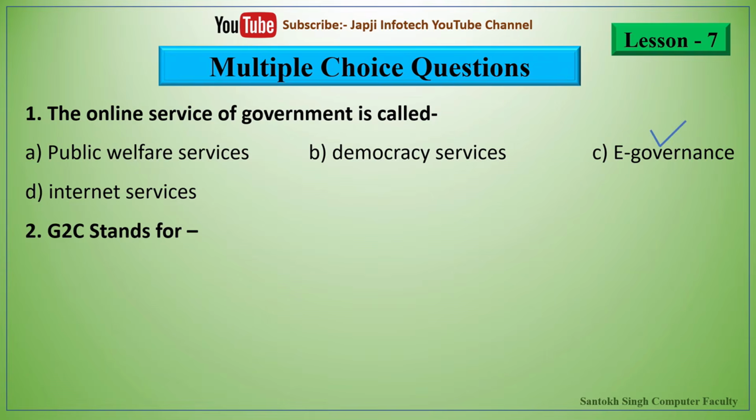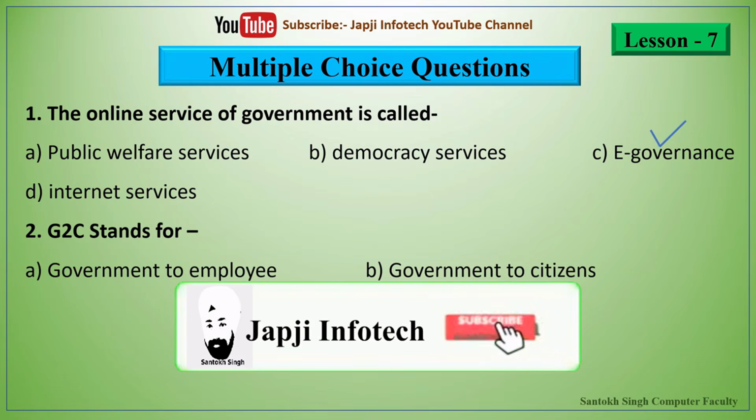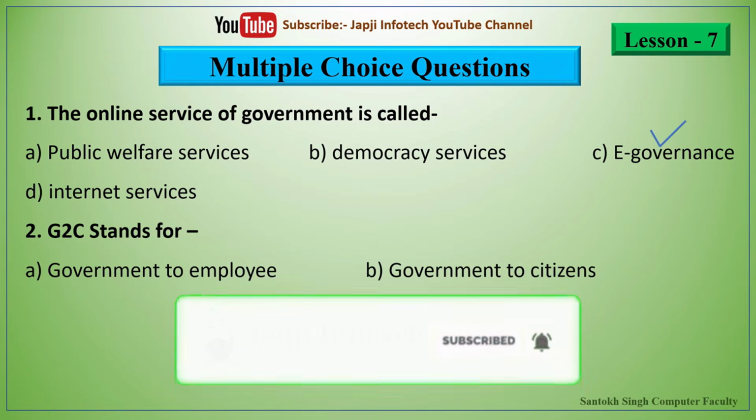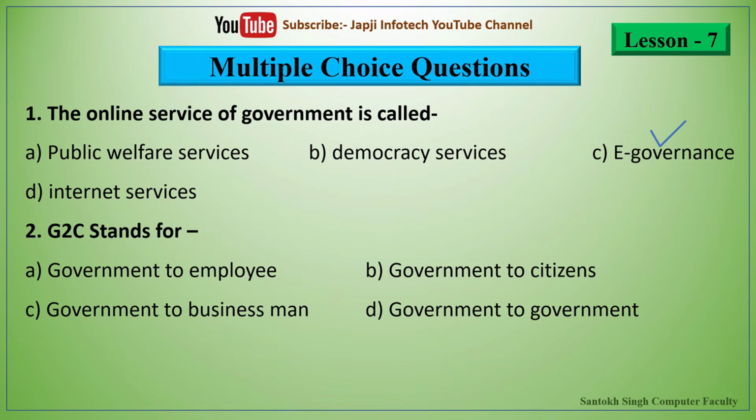And the second one is G to C stands for, and the options are government to employee, government to citizen, government to businessman, and government to government. And the right answer is G to C stands for government to citizens.